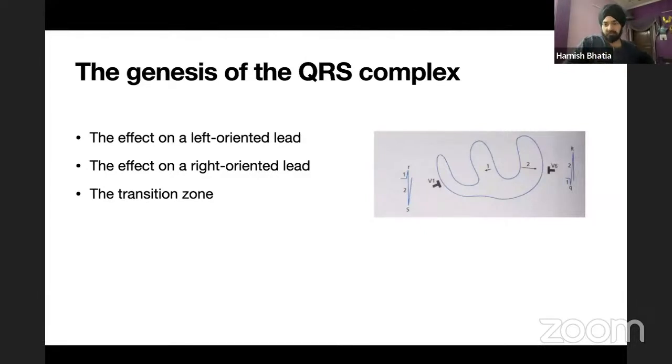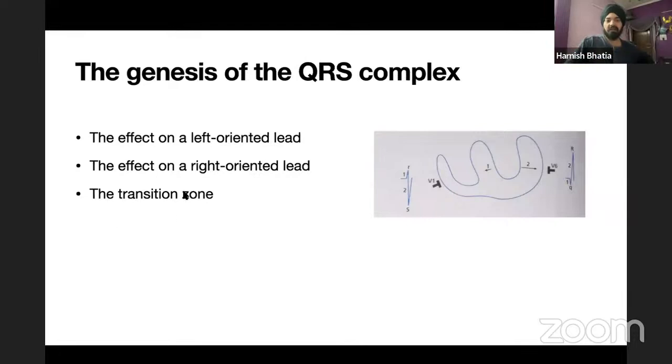So this is how it happens, right? That is why in a normal ECG, you get a small R and a deep capital S in lead V1, and a small Q and a capital R or a tall R in V6. So now we know how it happens, what the normal ECG looks like.